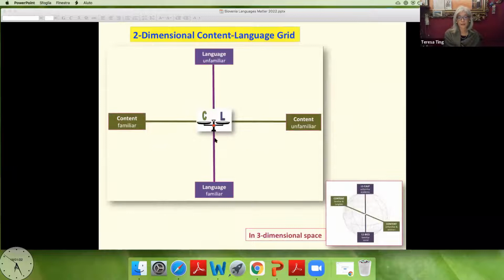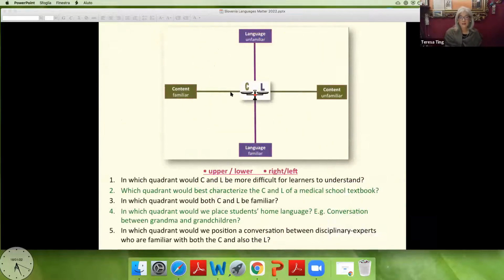Now, this is a two-dimensional content and language grid. If we were to think about it in three-dimensional space, we only have two dimensions right now, and soon I'm going to ask you to put in a third dimension. But right now we have a two-dimensional grid, which is made from two monodimensional continua.